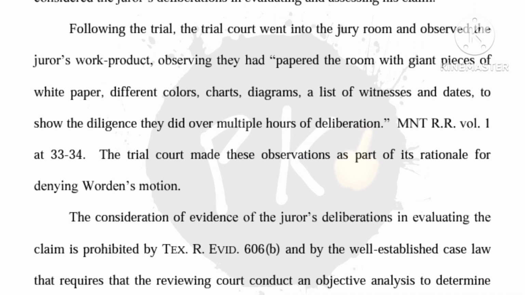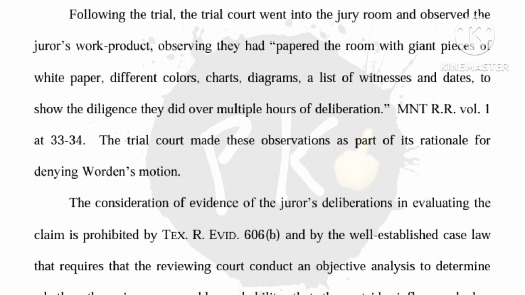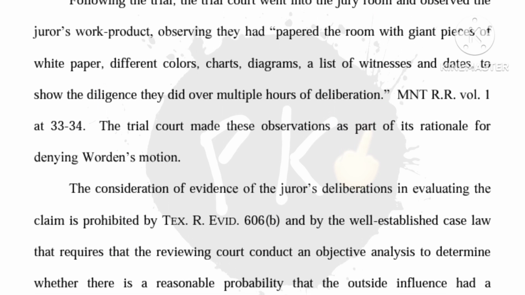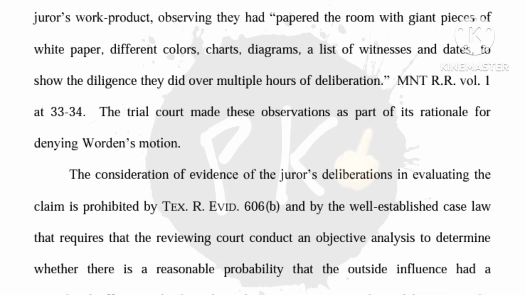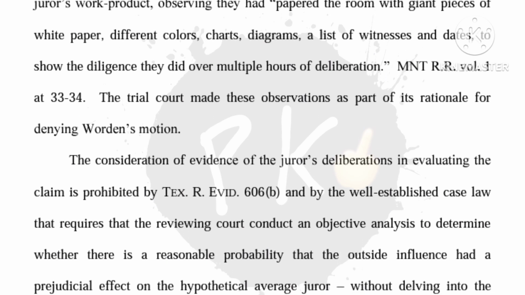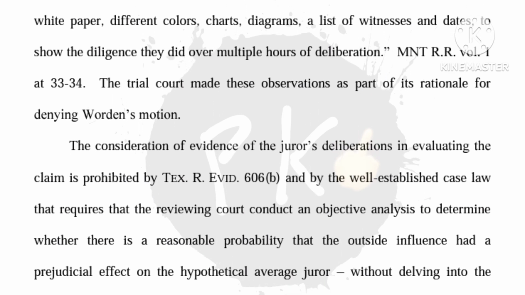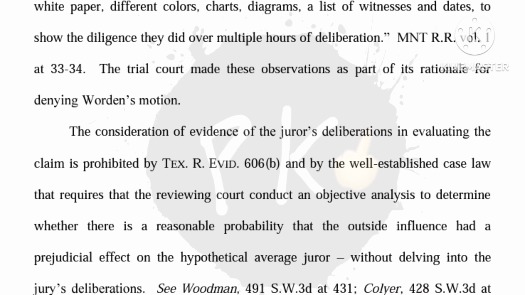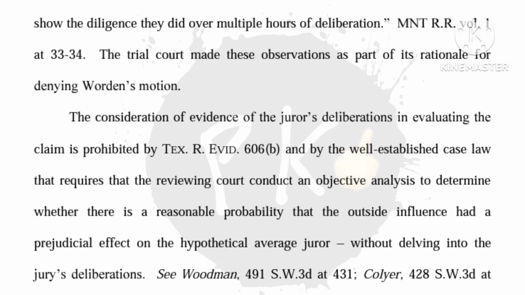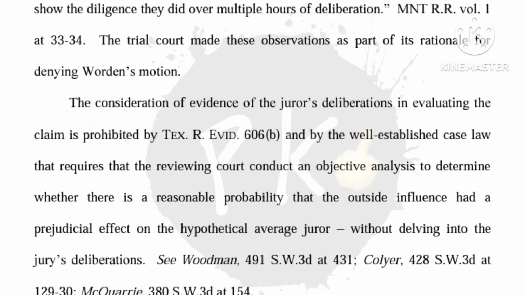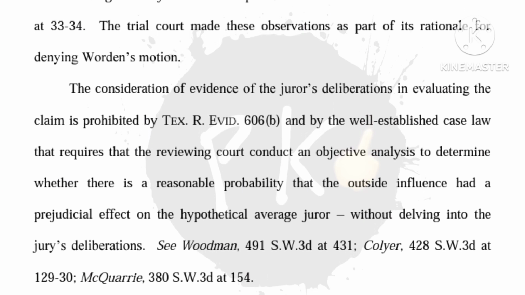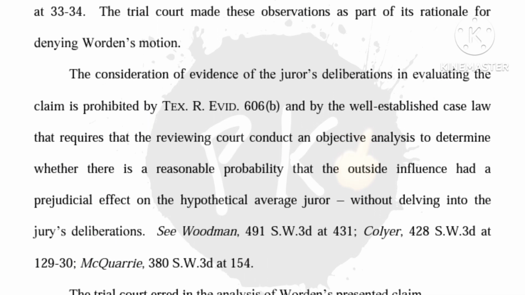Following the trial, the court went into the jury room and observed the jurors' work product, observing that they had papered the room with giant pieces of white paper, different colours, charts, diagrams, a list of witnesses and dates to show the diligence they did over multiple hours of deliberation. The trial court made these observations as part of its rationale for denying Warden's motion.